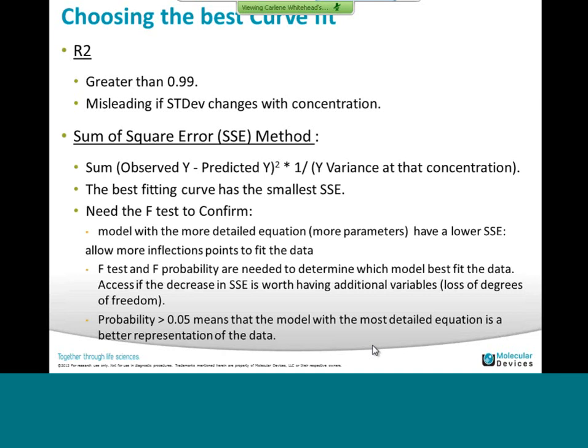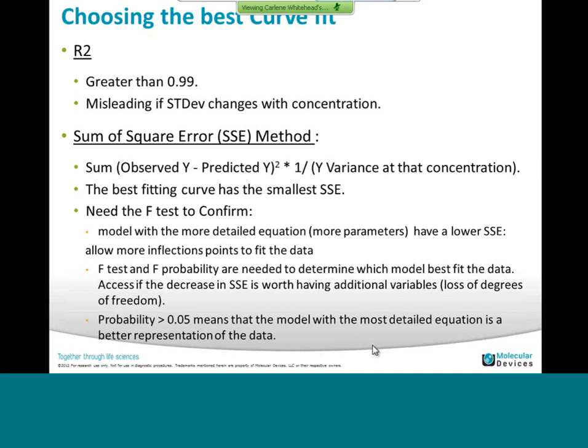So first, the sum of square method. We calculate the sum of the observed response minus the predicted response squared, multiplied by 1 divided by the variance at that concentration. The best curve fit will have the smallest sum of square error. However, you will need the F-test to confirm the result given by the sum of square error.